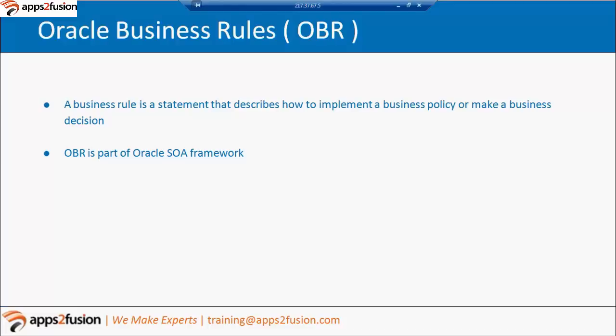So what do we mean by a business rule here? It is a statement that describes how to implement a business policy or make a decision. This OBR is part of the Oracle SOA middleware framework. They've taken the same concept and implemented it in the SaaS solution here. OBR comes inbuilt with SOA, and they have used SOA for building DOO, so the OBR rules are also part of it. We use OBR rules for defining your business policies, so making business decisions. So that is what an OBR is.